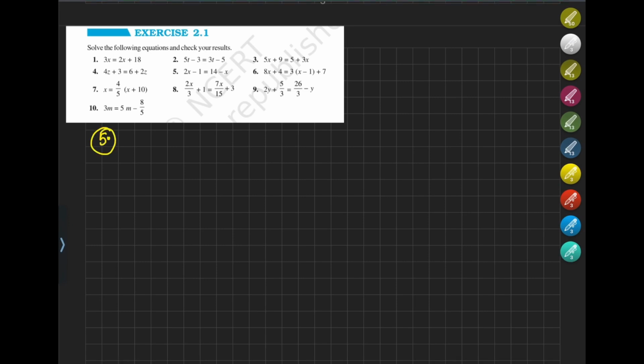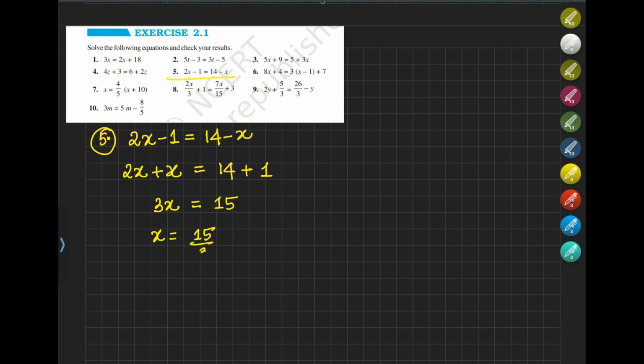Question number 5 is 2x minus 1 is equal to 14 minus x. Isolate the variable on the LHS and the numbers on the RHS. 2x plus x is equal to 3x, and 14 plus 1 is 15. So x is equal to 15 by 3. So x is equal to 5, because 3 5s are 15. So the value for x is equal to 5.